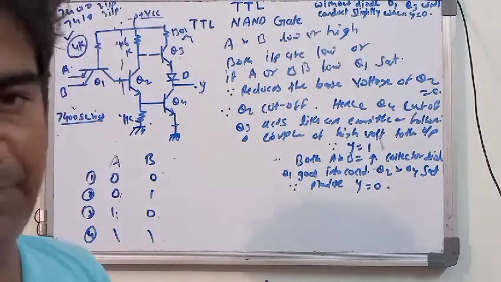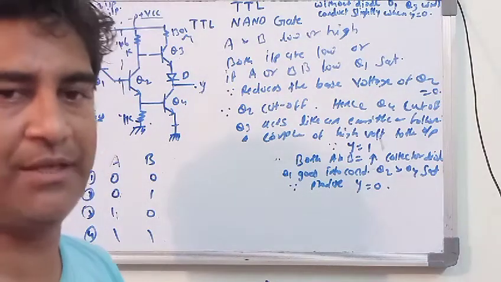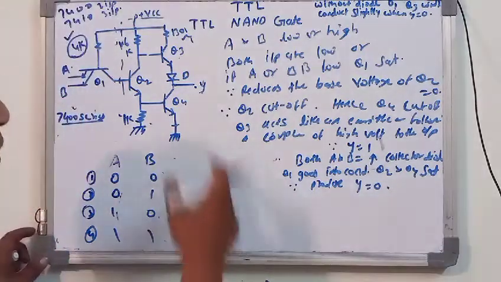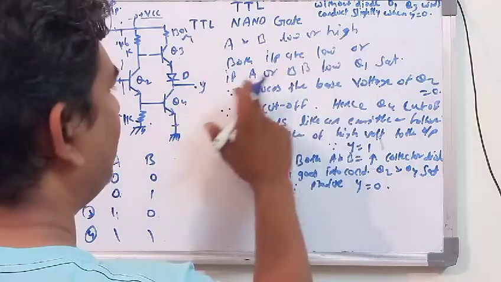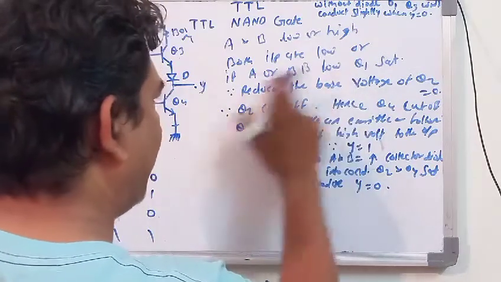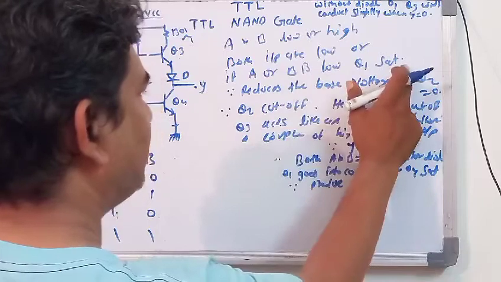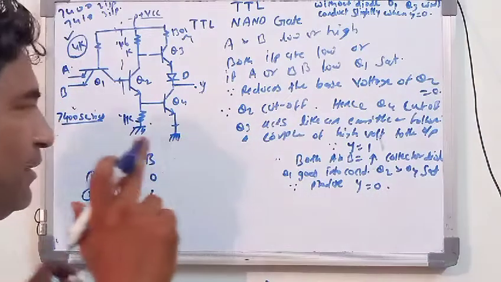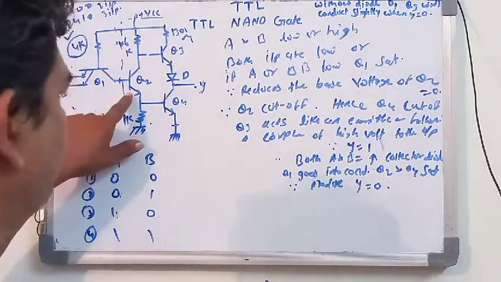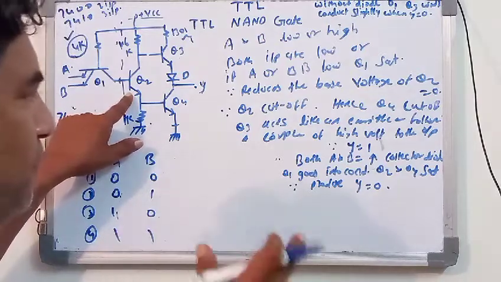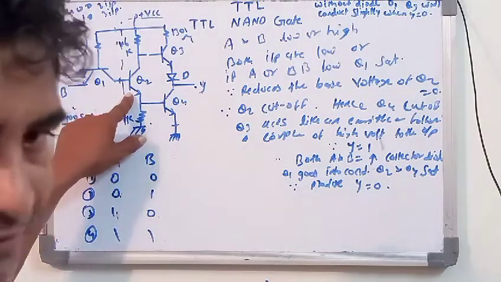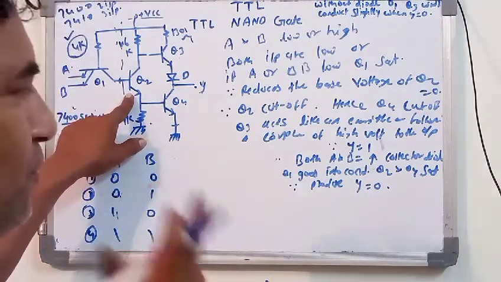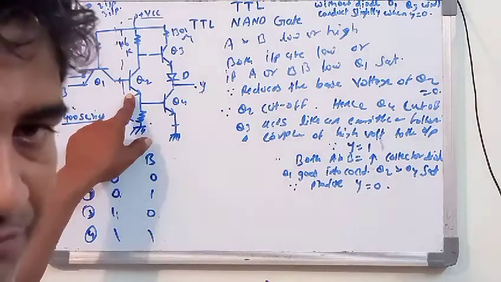As soon as you get that particular value in the form of 1 and 0, you will say that this circuit is behaving as a TTL NAND gate. Okay, so consider both the inputs are low. Either A or B is low, Q1 is in saturation, since it reduces the base voltage of Q2, that is 0. And since Q2 cuts off, hence Q4 cuts off and Q3 acts like an emitter follower. And according to that, the couple of the high voltage to the output, you are getting a 1.